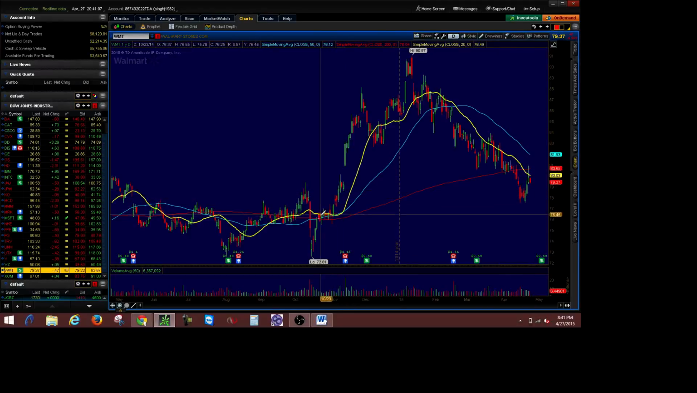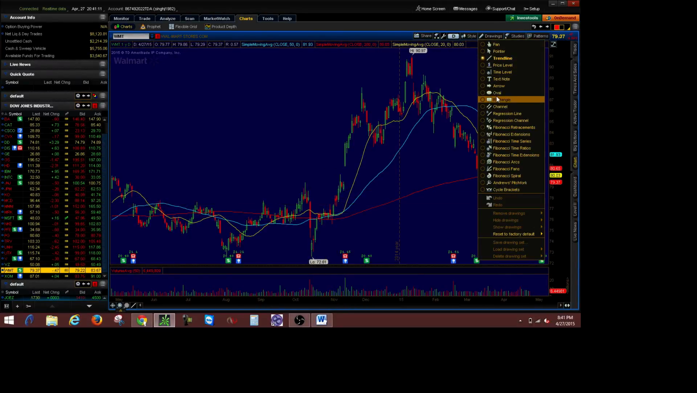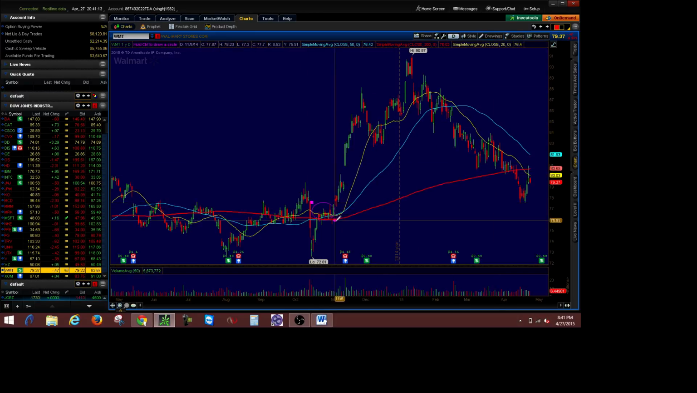Then you have WMT. Walmart bounced off of, actually I like this as a support right here. It hit this as support, it actually came very close to it. There are a couple of traps in here. That's a gap trap which didn't work out. In fact, it never gave the reversal, right?